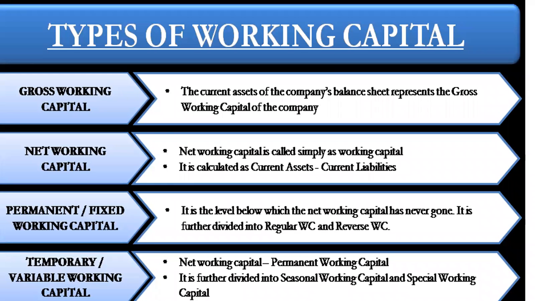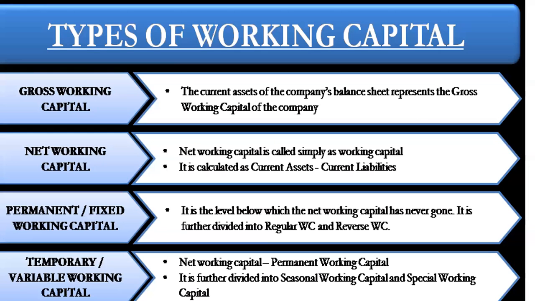Then here again the summary is given. Gross working capital we have seen is the summation of the current assets. Then net working capital is current assets minus current liabilities. Permanent or fixed working capital is the level below which the working capital never goes. Keep this point in mind. Permanent working capital is the least level below which the working capital does not go.